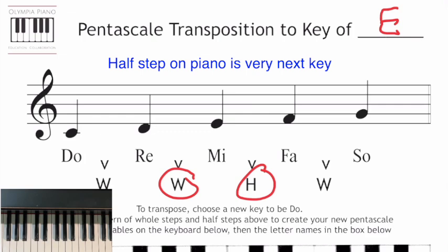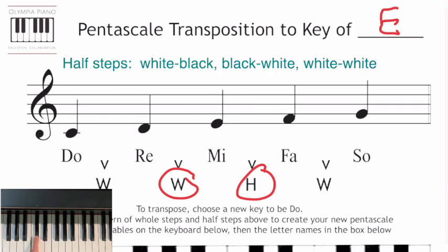Then to compare, half steps can be white to black, they can be black to white, and they can be white to white. But there's no black to black half steps because all the black keys have white keys in between.